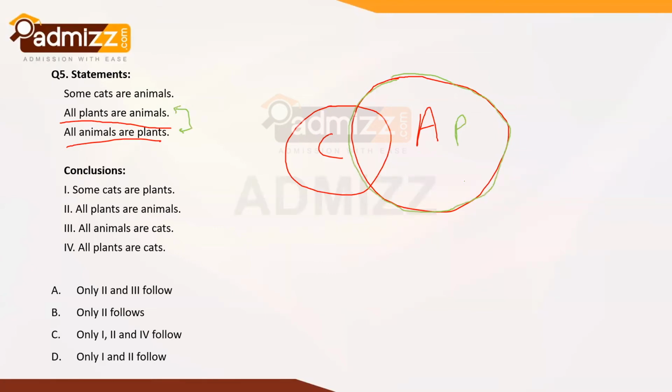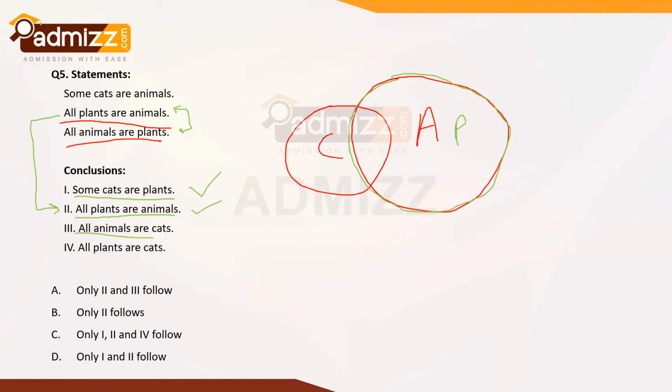So now with this Venn diagram done, let's take a look at the first conclusion. Some cats are plants. Now, since A and P share the same boundary, we can imply reasonably that some cats are plants, because the set of plants and the set of cats do overlap. Also, we're given all plants are animals. Now, this basically is the second statement. And since this statement is already provided in the question, conclusion number 2 can be made reasonably. So that's correct as well, right?